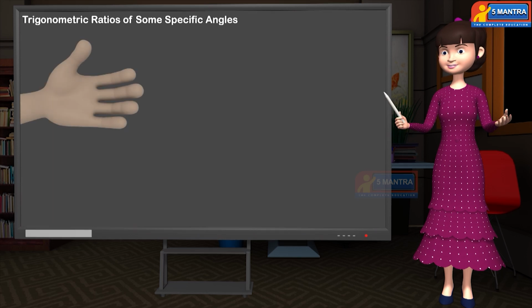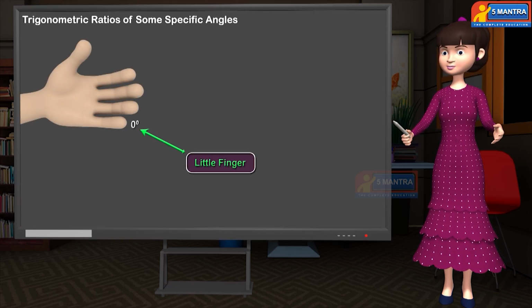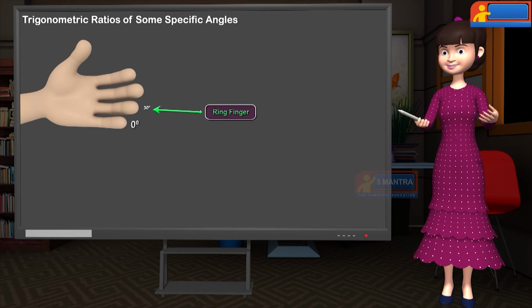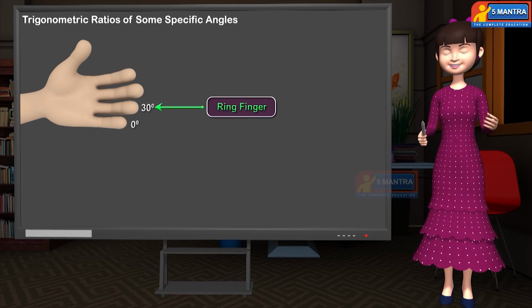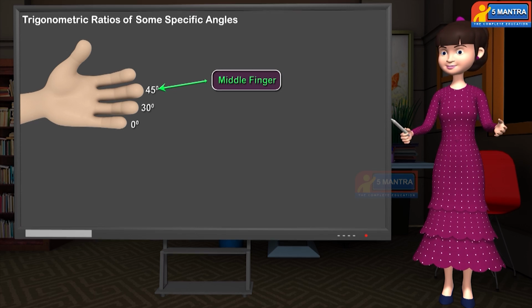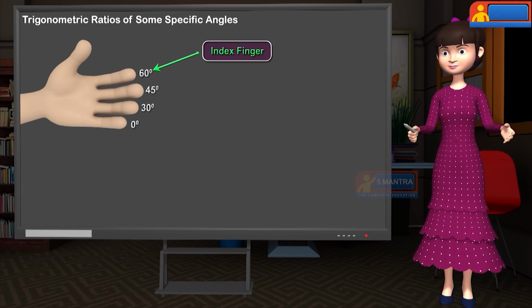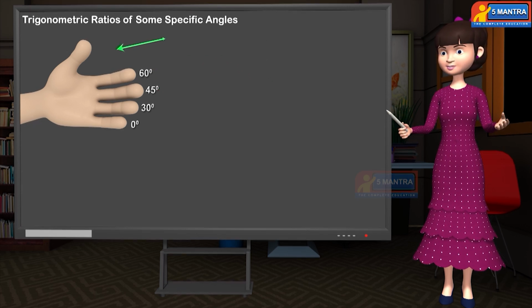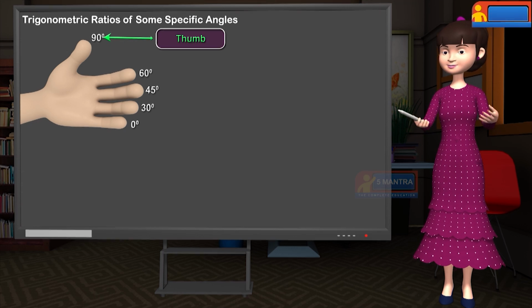Take your left hand with palm facing your face. The little finger represents 0 degrees. The ring finger represents 30 degrees. The middle finger represents 45 degrees. The index finger represents 60 degrees. And the thumb represents 90 degrees.